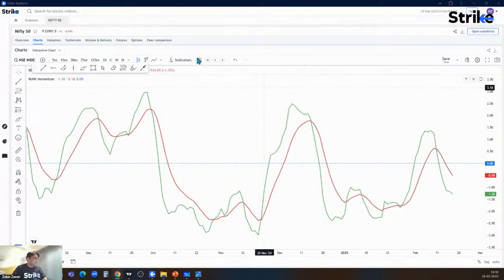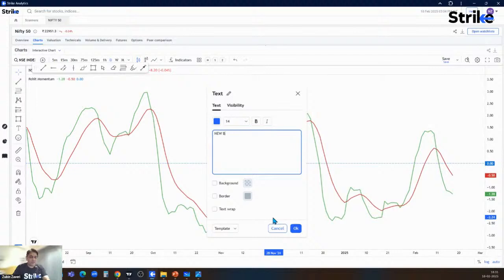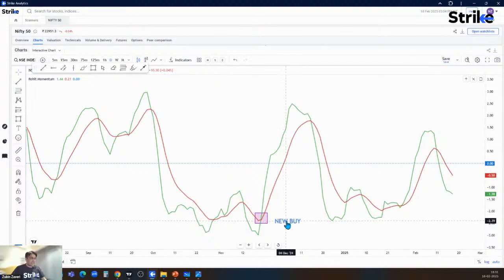So, like MACD, whenever the green line, the RMI line, crosses its average line from below, when the RMI line from below crosses the red line above, this is where a new buy signal is generated. New buy signal gets generated over here. Did you understand?